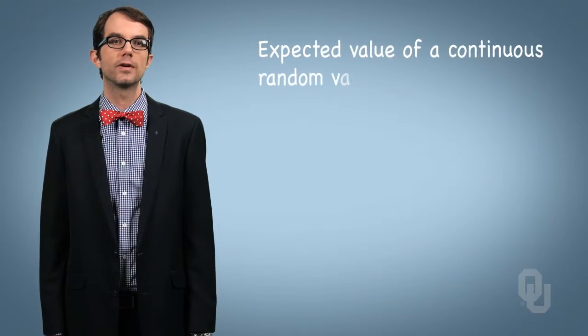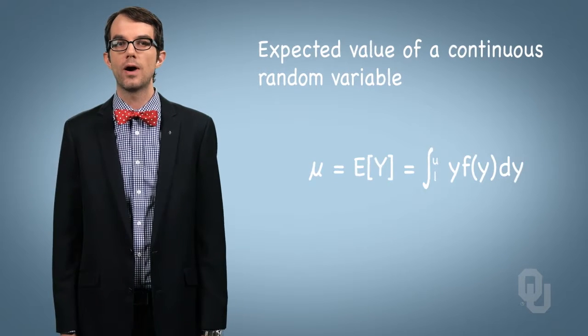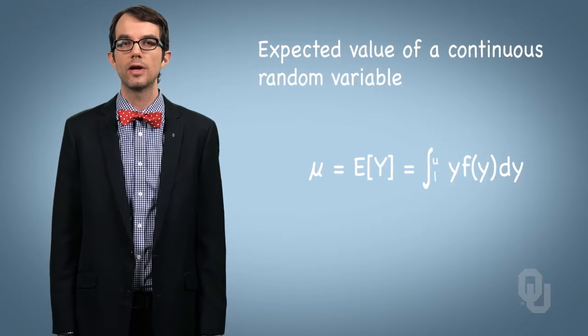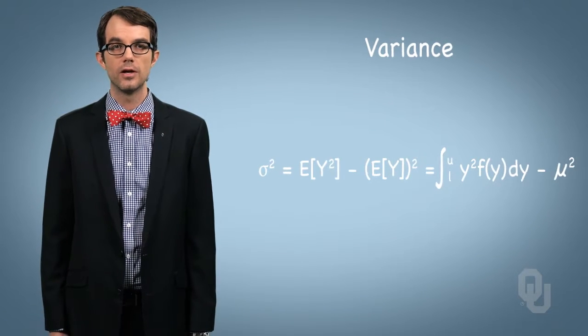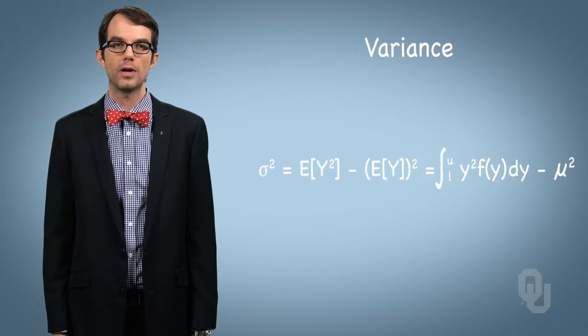The expected value of a continuous random variable is the integral of y times f of y, evaluated between the lower bound and the upper bound of the distribution. The variance is the expected value of y squared minus the expected value of y quantity squared.